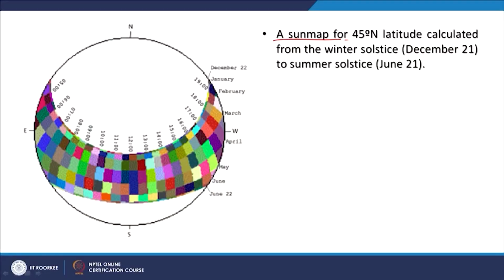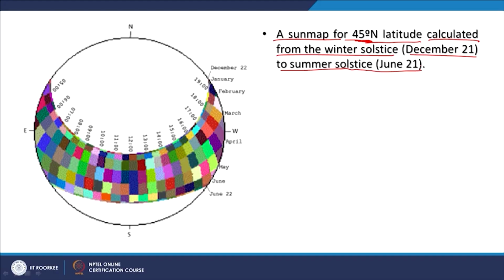Why overlaid? The view set is overlaid because the hindrances caused by ground features or topography have to be discarded, since you do not have sunlight reaching from those areas because of vegetation, topography and other things. So, then it is overlaid. So, this is what you are seeing. This is a sun map for a north 45-degree latitude, calculated from the winter solstice, that is December 21st, to the summer solstice, that is June 21st.